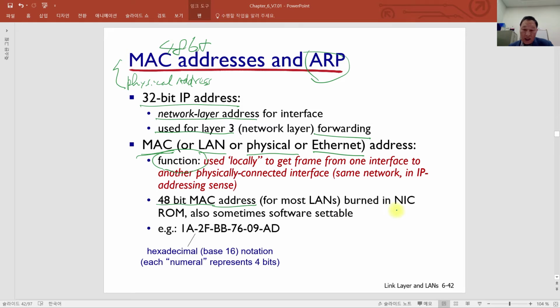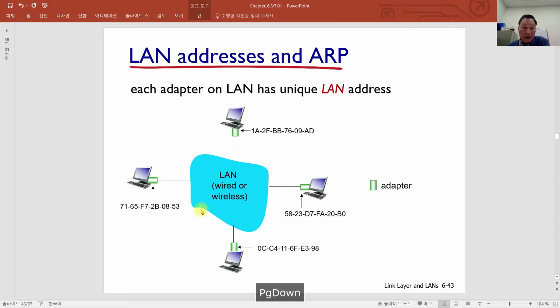And this one is a 48-bit MAC address. And this one is burned in the network interface card's read-only memory. Also, sometimes it may be settable with software. For example, this one is hexadecimal format of that 6 byte, 48 bit Ethernet address. Each one is 1 byte, 2, 3, 4, 5, 6, 6 bytes. Hexadecimal notation, each one is 1 byte. Okay, let's move to the next.